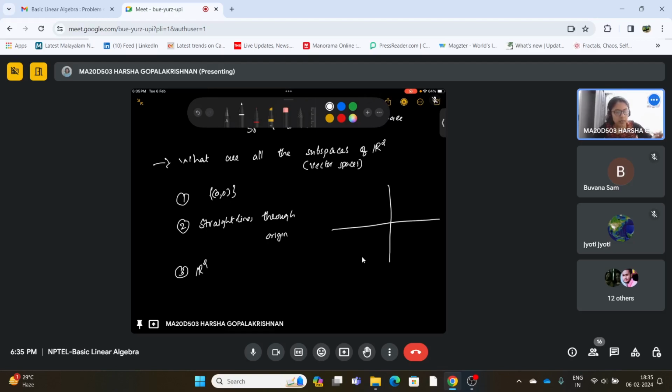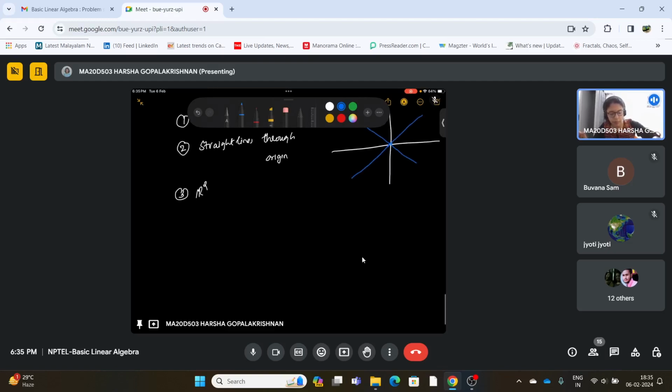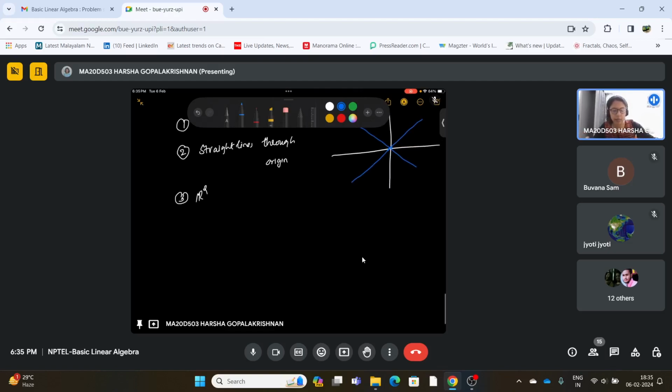So actually there are only three possibilities for subspaces of R2. One is the null space (0,0), which contains only the identity (0,0). And the straight lines passing through origin, lines like this. The x-axis, y-axis, everything will be subspaces or vector spaces, and R2 itself is a vector space. The proof, maybe we will learn later. Now we can leave the proof.